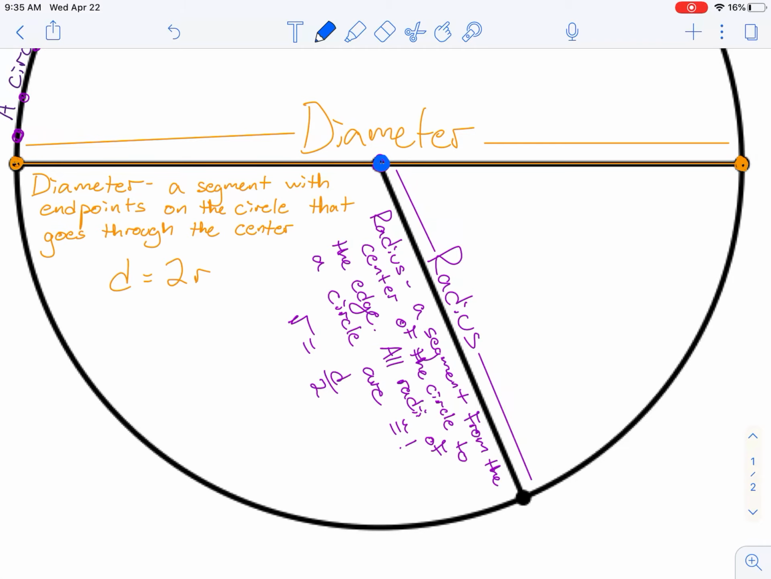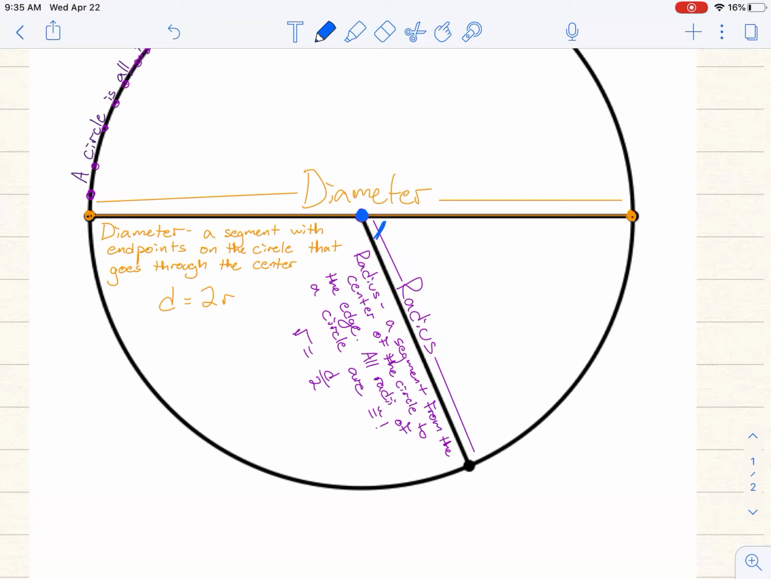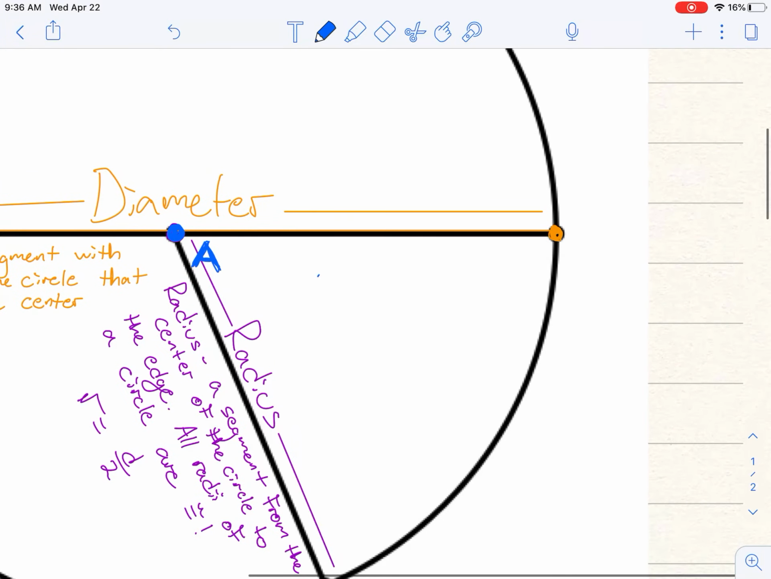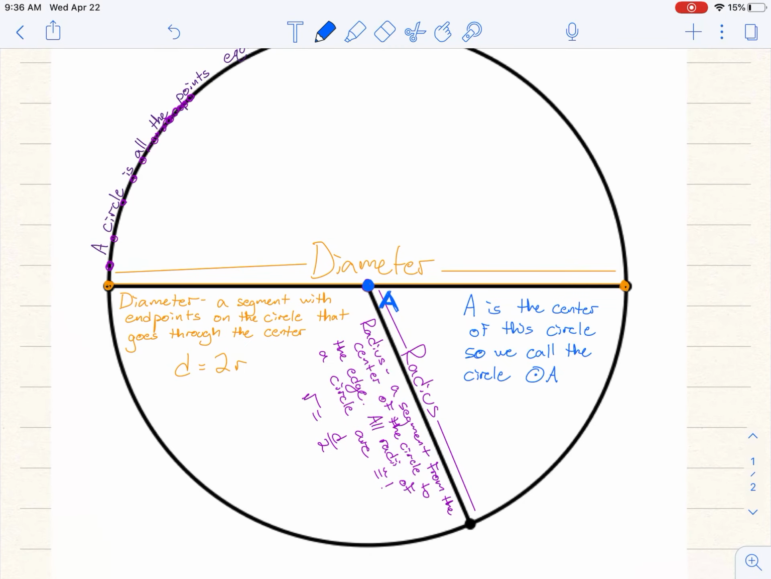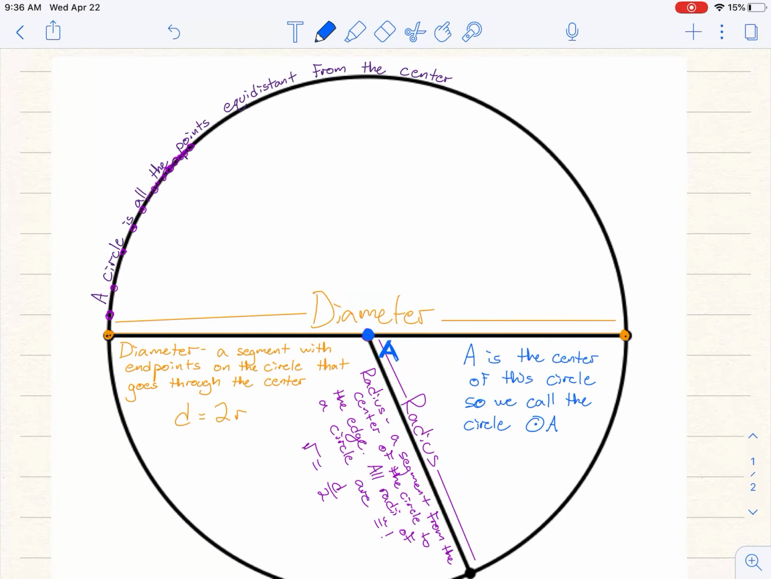Now, let's talk about naming this circle. So if I said that this point here, I'm highlighting the center of the circle, I'm going to call that point A. If that is point A, so A is the center of this circle, we call the circle circle A. So how I note that is a little circle with a dot in the center, kind of like a little target, and then the letter A. If that center point was named X, for example, you could call it circle X. So those are some basic key characteristics.